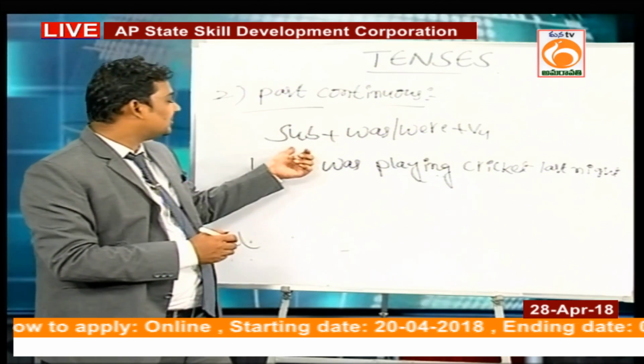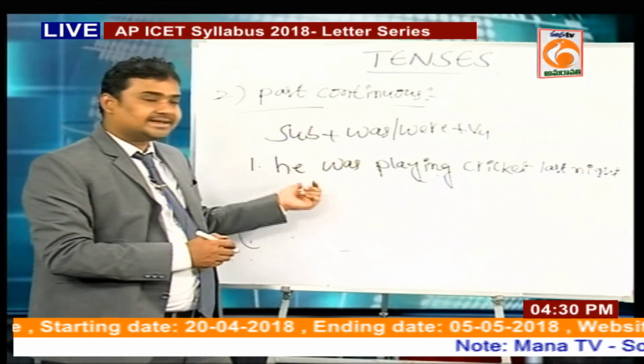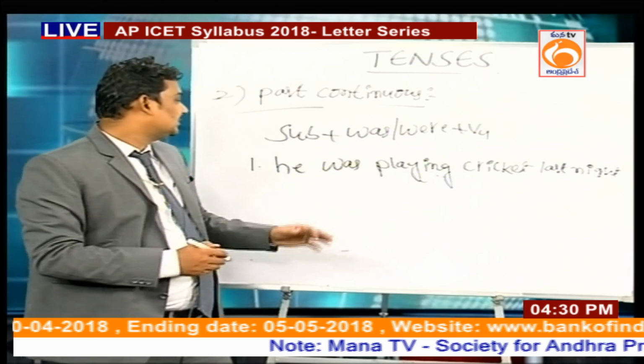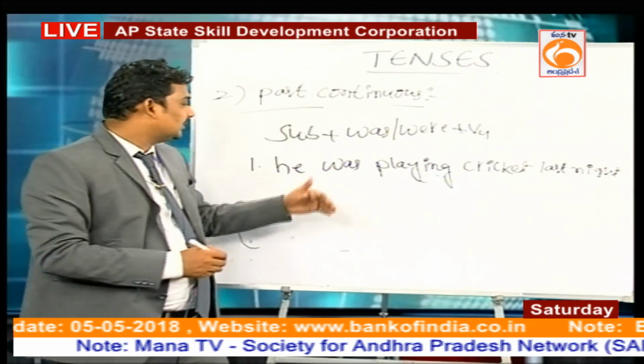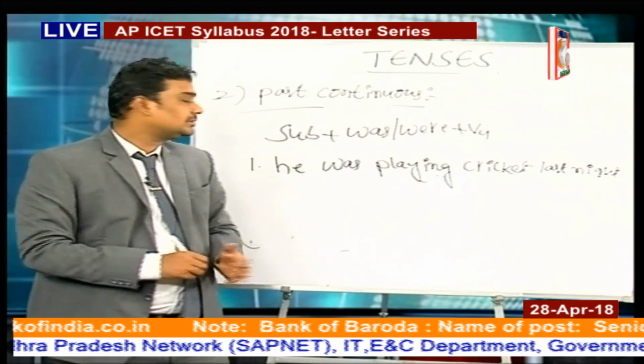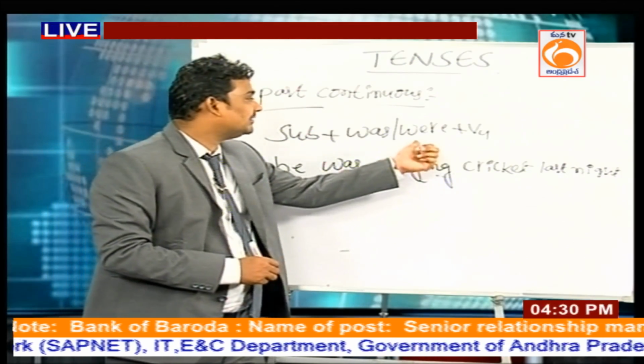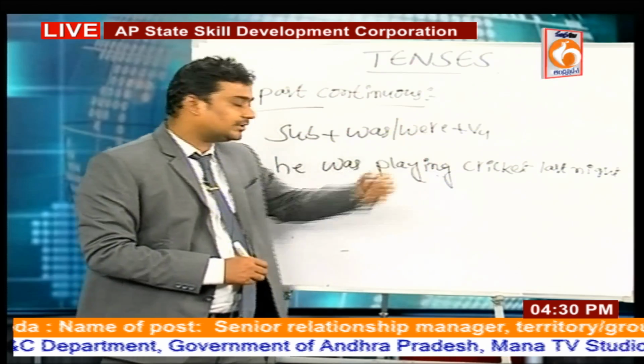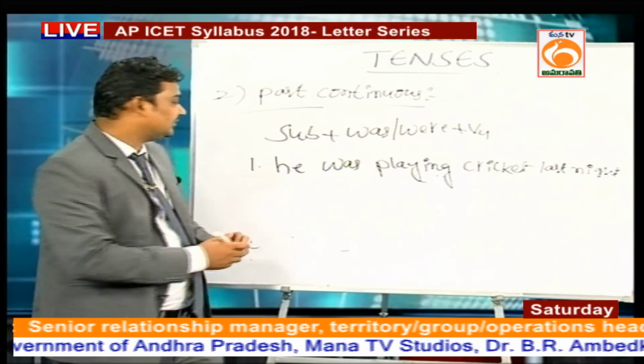Here, he is the subject, and we use "was." So for he, she, it, and I, these four subjects, take "was." And for plural subjects like they, we, you, take the plural primary helping verb "were." The V4 is as it is.